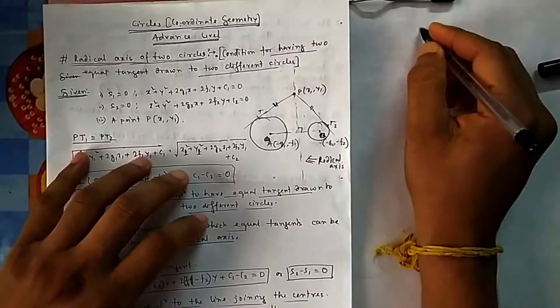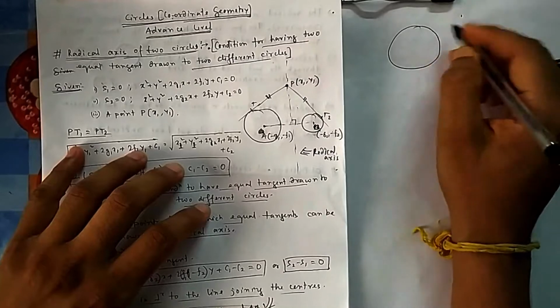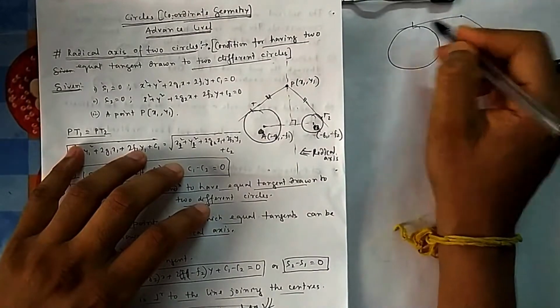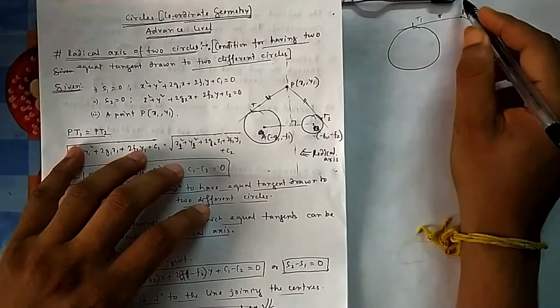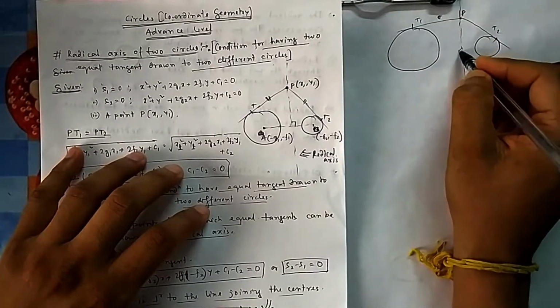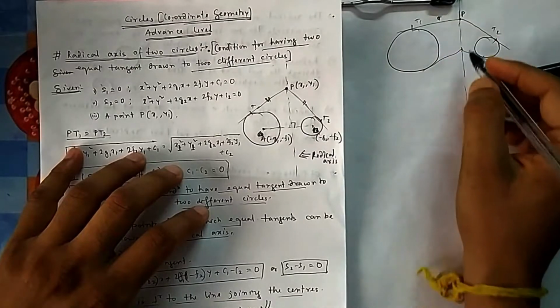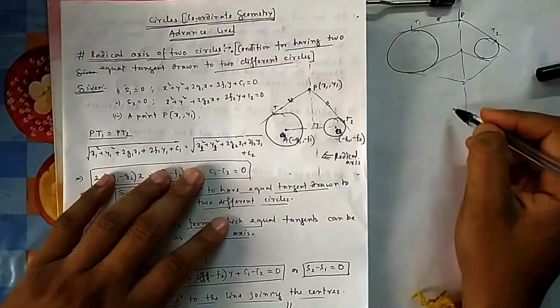Suppose you have a circle like this and you have another circle like this. You have a point here, and from this point you draw tangents to the circles, and both these tangents are equal. Suppose they are PT1 and PT2. How many such points are possible? Infinite points are possible, and you will see that they come on a straight line. We will derive this.